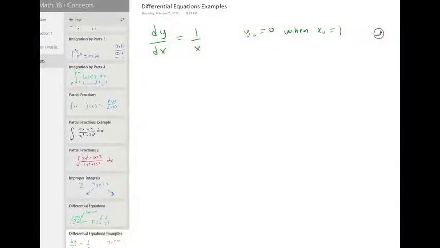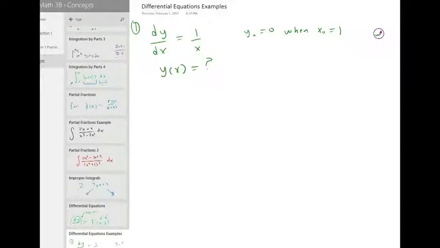This is the example video for differential equations. Our first equation is a pure time differential equation. We have dy/dx equals 1 over x, and we have the initial condition y0 equals 0 when x0 equals 1, and we want to find y of x.